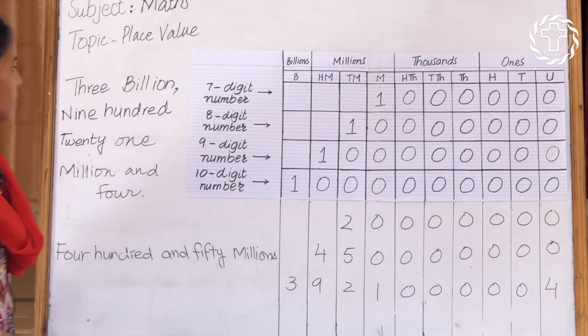This is 3,921,000,004. We can write this number in words as 3,921,000,004.